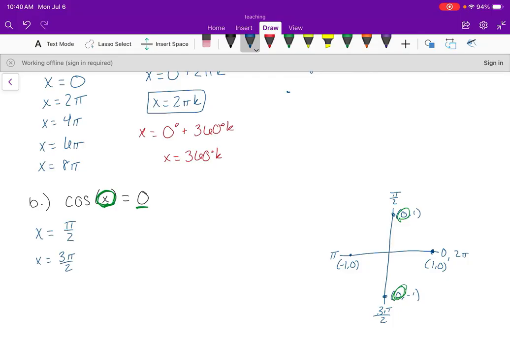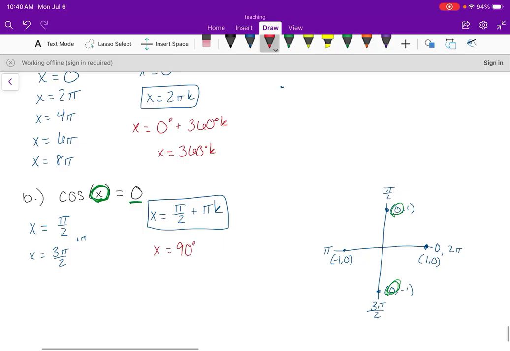What's happening here is I can rotate half a circle and get to my next answer. So if I rotate down here, rotate back up here, rotate down here, rotate back up here, I'm getting answers every time I go half a circle. Well, half a circle is just pi. So if I'm adding pi, I can get a new answer. So I'll say x equals pi over 2 plus pi k for this one. In degrees, we would say that this is 90 degrees plus 180k.